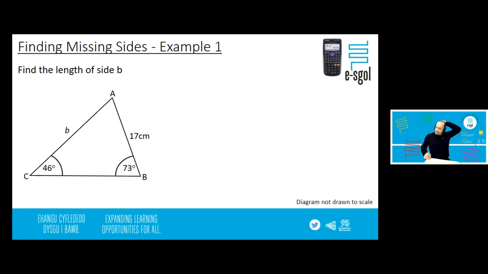Okay, so let's take a look at an example. I think we're going to do a few questions on finding the side first, or finding a missing side. And then after a little bit of practice, we're then going to move on to finding a missing angle. So let's have a look at what we've got. So look at a triangle here. We can see that I've marked the sides A, B, and C.